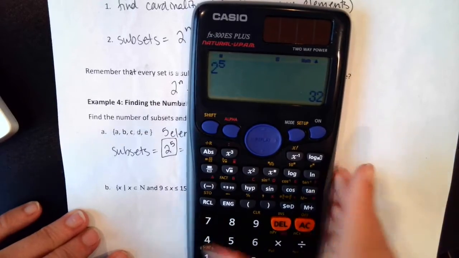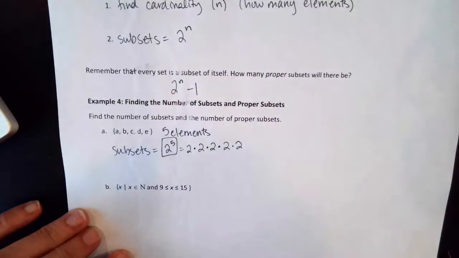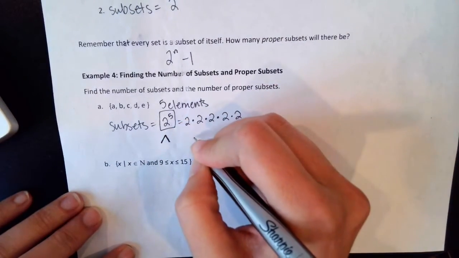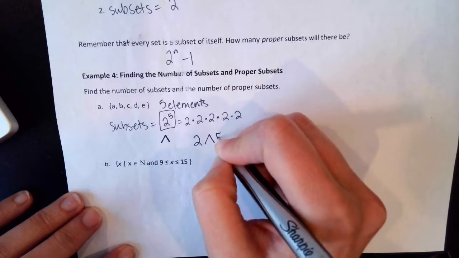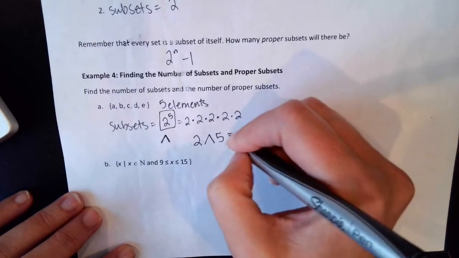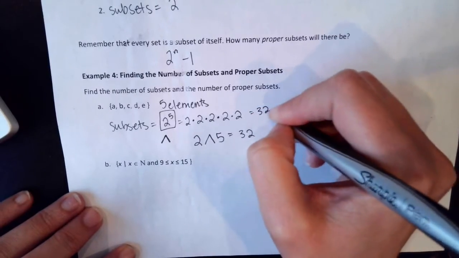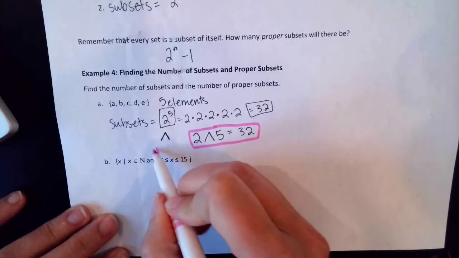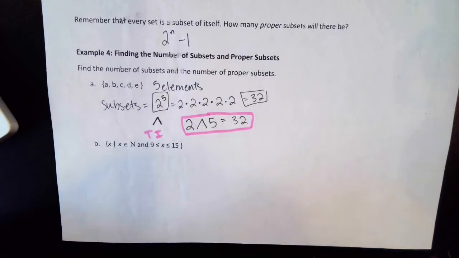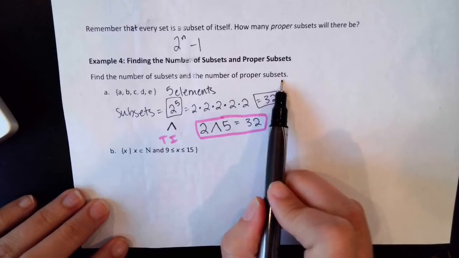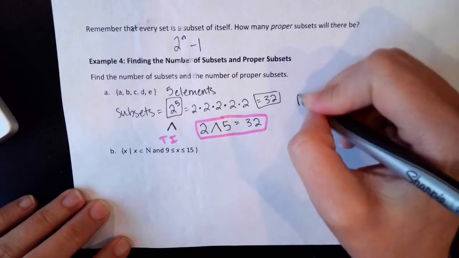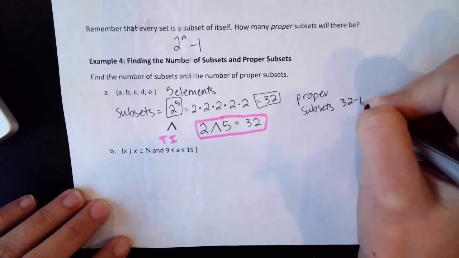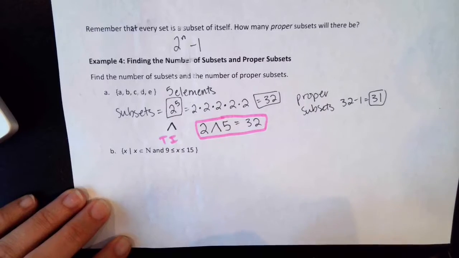If you have the TI calculator, then you're going to look on your TI calculator for a caret button. It looks like this. And in your calculator, you'll type 2 and then the caret button and then 5. It'll look like this, and then hit the equal sign, and it'll also give you 32. So this set has 32 subsets. I'm going to put TI calculator right here for you guys. And then if I ask you how many proper subsets, you'll just do 32 minus 1. So proper subsets will be 32 minus 1, so there's 31 proper subsets.